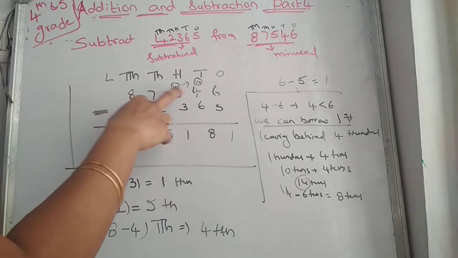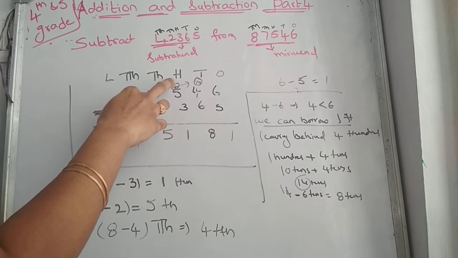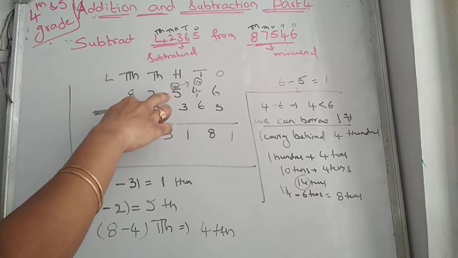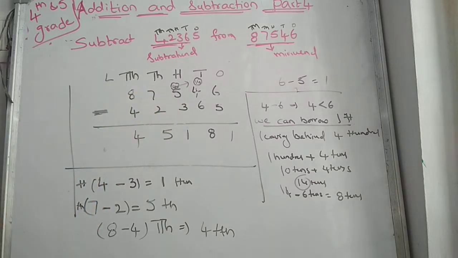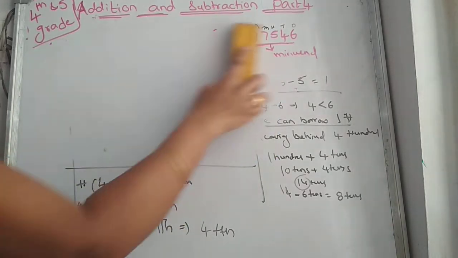So 14 tens is coming here. I borrowed 1 hundred to the tens place, right? So that's why the hundreds place will decrease. So 5 minus 1 means 4 will come. Okay, like this we will do subtraction. I will explain another example also.